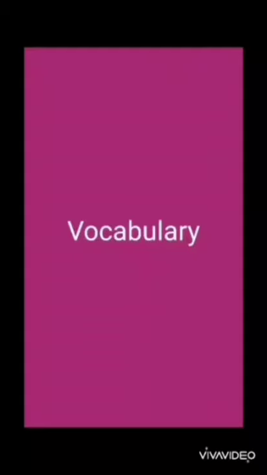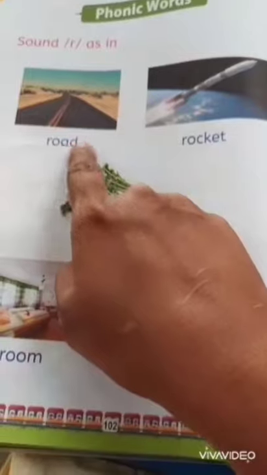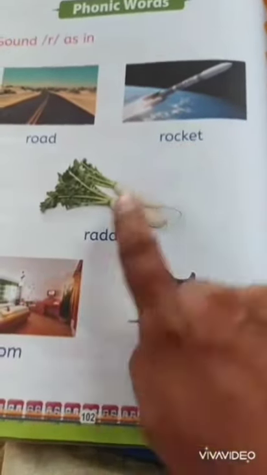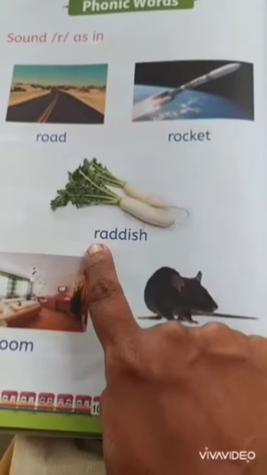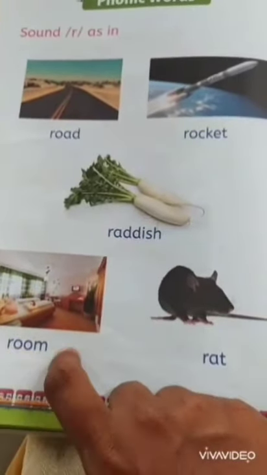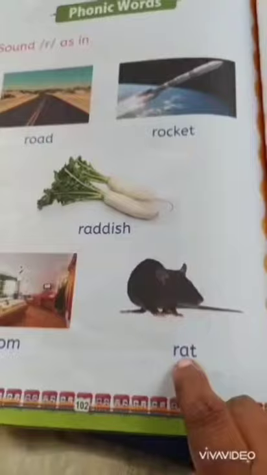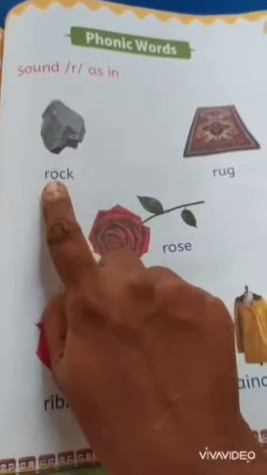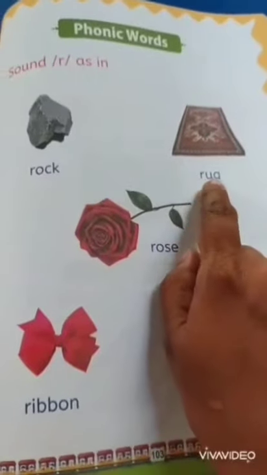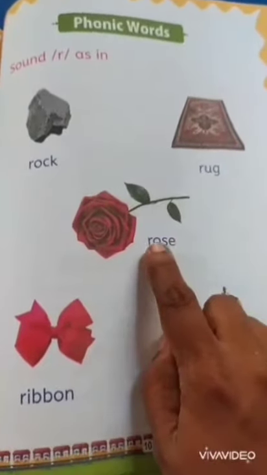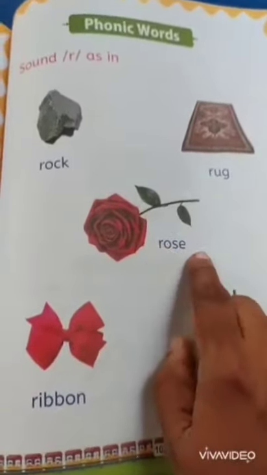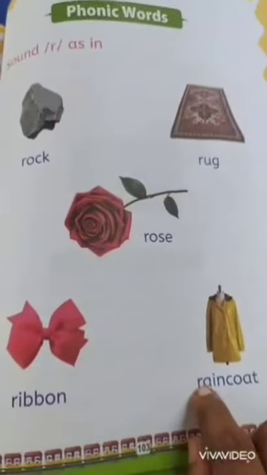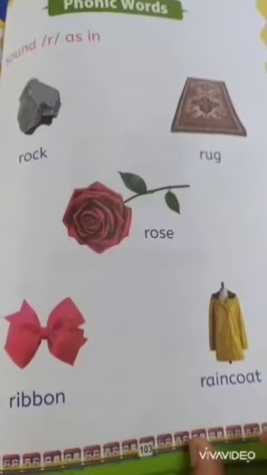Let us learn some words. Road, rocket, radish, room, rat, rock, rug, rose, ribbon, raincoat.